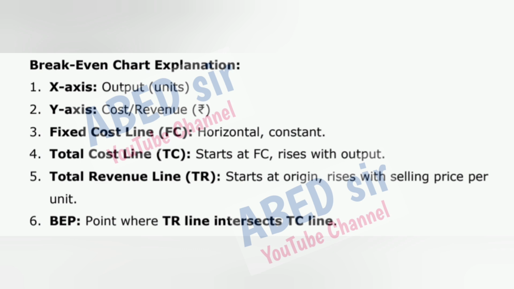Break-even chart explanation. X-axis: output, units. Y-axis: cost and revenue. Fixed cost line, FC, is horizontal, constant. Total cost line, TC, starts at FC and rises with output. Total revenue line, TR, starts at the origin and rises with selling price per unit. BP is the point where the TR line intersects the TC line.